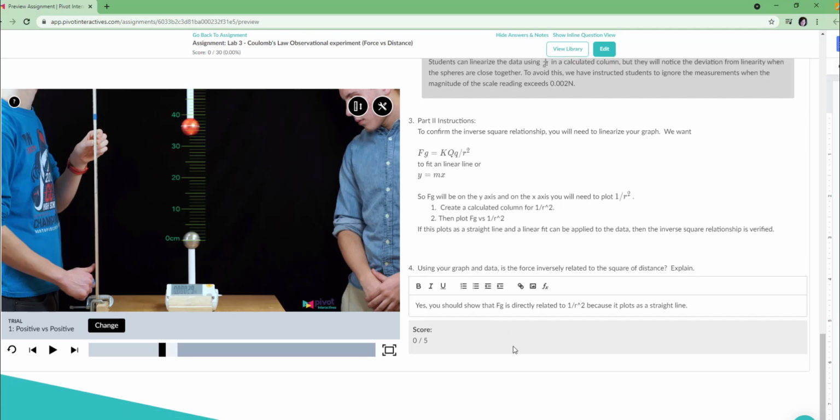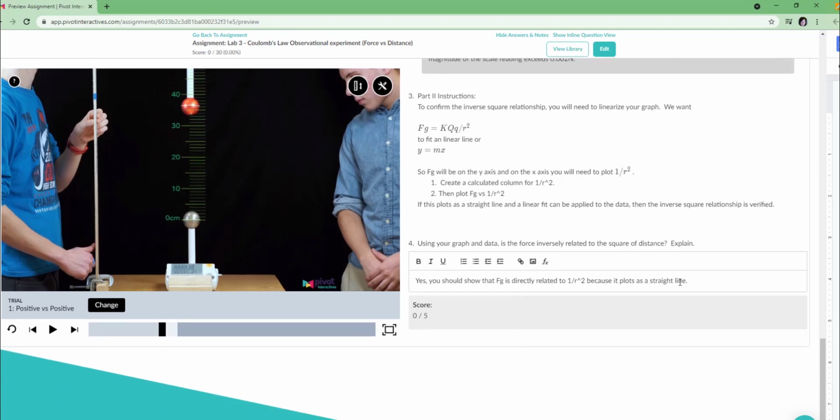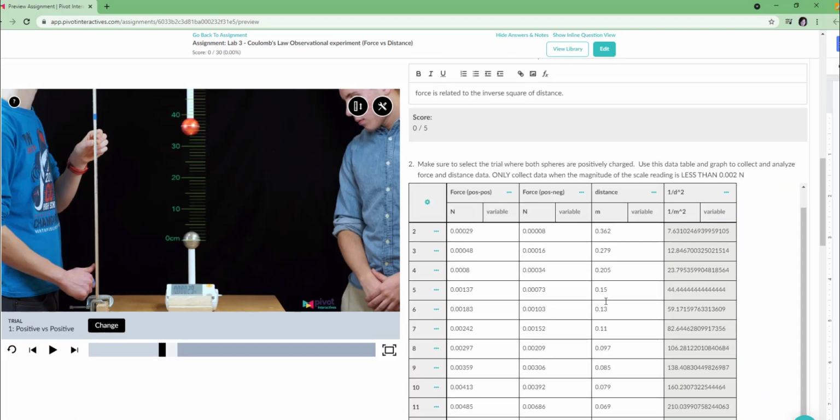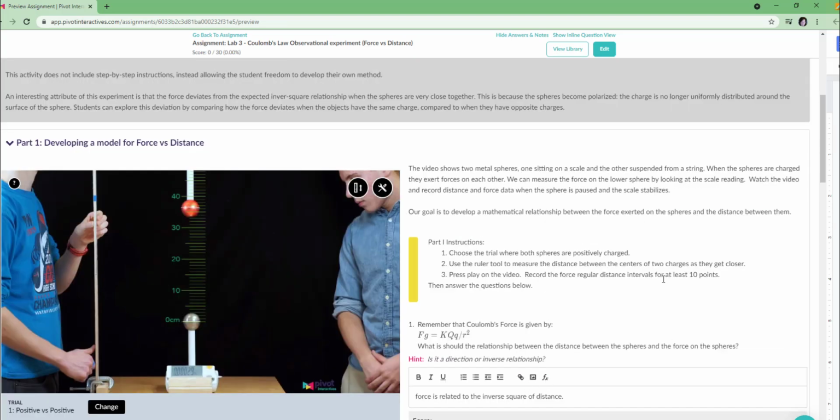And then I will be looking for complete sentences, and I would like to see your data being used, or the shape of your graph, the explanation of that being used as the reason why you have made the decision that you have made. So use your graph results to support your conclusion.